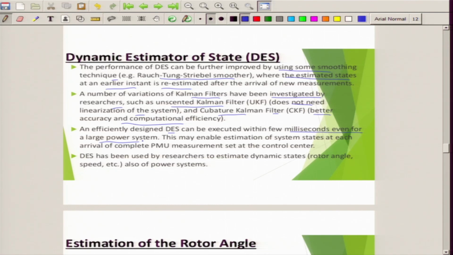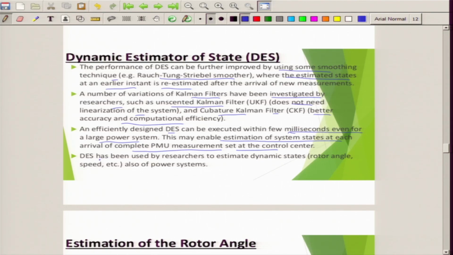Look at the advantage. There is a big conventional power system, and maybe let us say in future considering the renewables also. But you could obtain the states by using the dynamic estimator of states within a few milliseconds. The accuracy would again be a questionable thing, but it would be better than the conventional state estimator. This may enable estimation of system states at each arrival of a complete PMU measurement set at the control center.